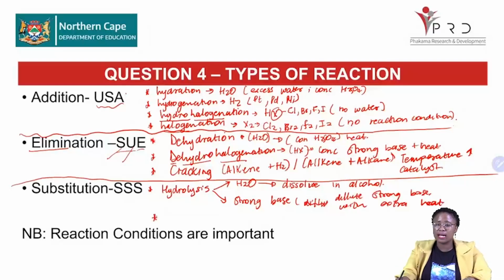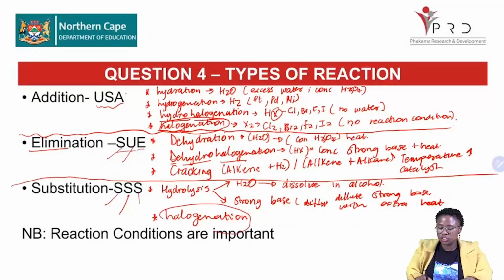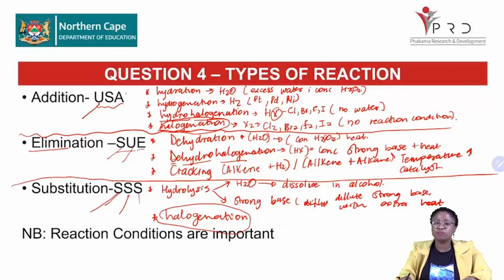Then the last one, under the substitution reaction, remember, saturated reactant to a saturated product, the type of reaction is substitution. So what are we doing here? It's halogenation. You will see something. There is halogenation under addition and there is halogenation under substitution. What is the difference? Under addition, your reactant will be unsaturated. Under substitution, your reactant will be saturated. Very much important to remember.